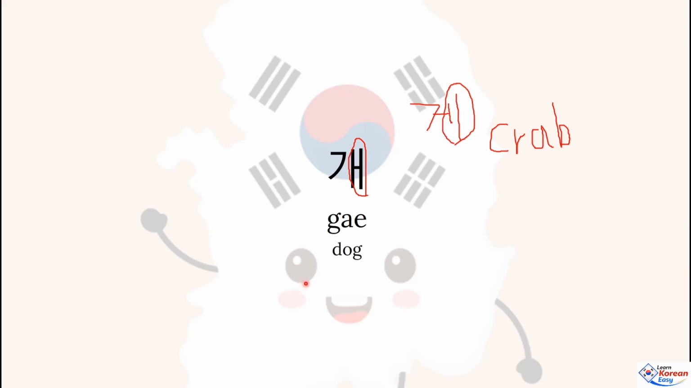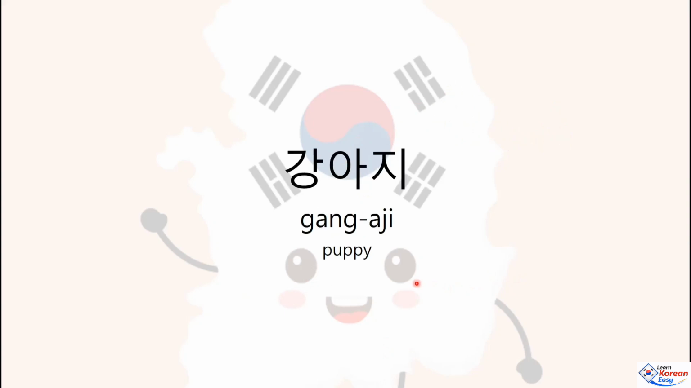So 개 is dog. Next animal, puppy. Yes, puppy is 강아지. 강아지 is puppy. Oh, you have a cute puppy. You have a cute 강아지. And as that 강아지 grows older, it becomes 개, dog.